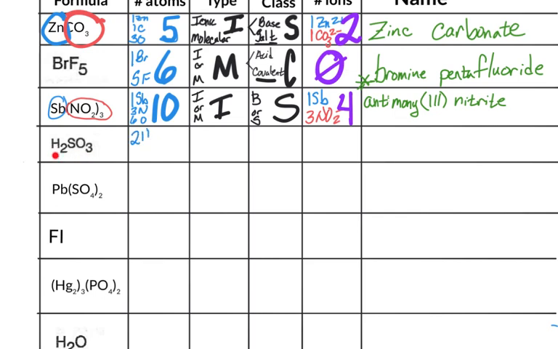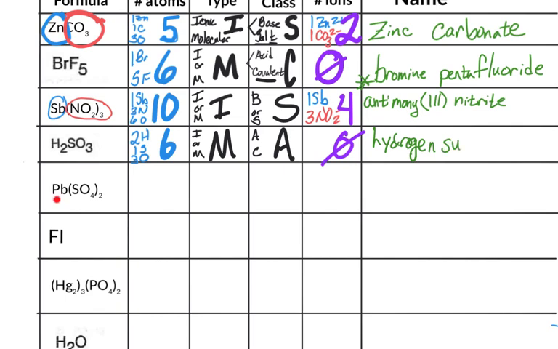There are 2 hydrogens, 1 sulfur, and 3 oxygens for a total of 6 atoms. When we classify this, we start with hydrogen, which is a non-metal. If it's a non-metal, that makes this a molecular compound. As soon as I know it's molecular, that means there are 0 ions. The classification for this will be an acid because it starts with H, and the name for this will be hydrogen sulfite, I-T-E.